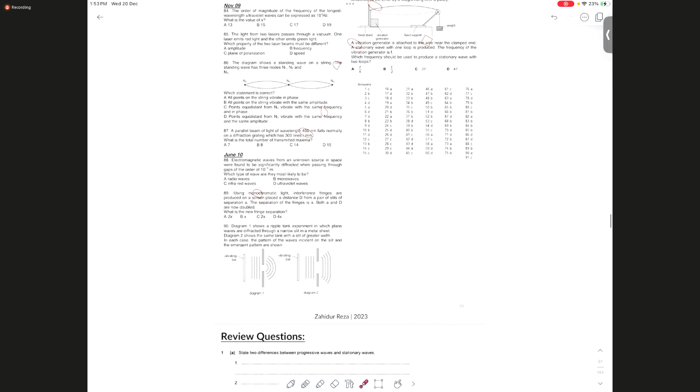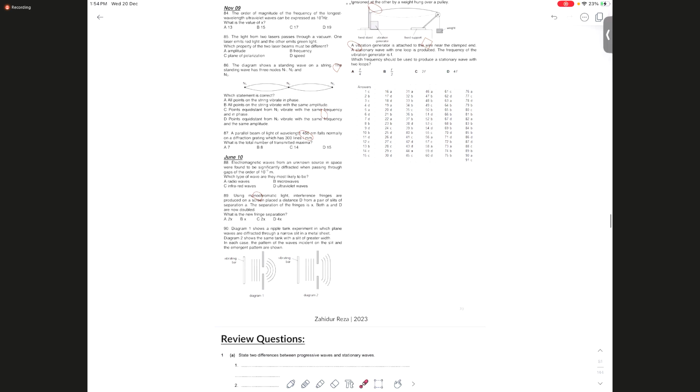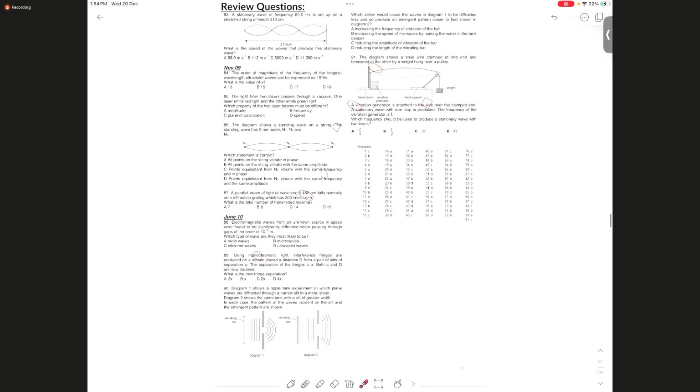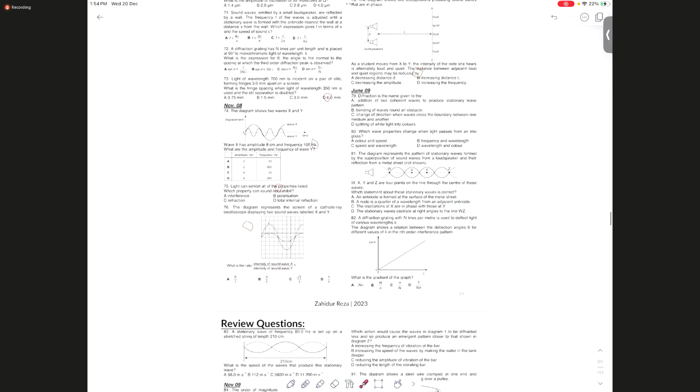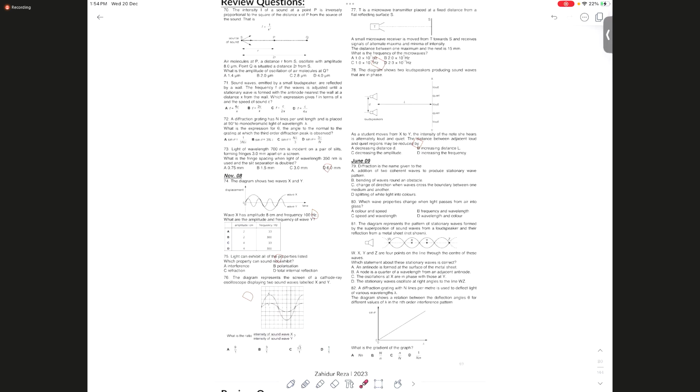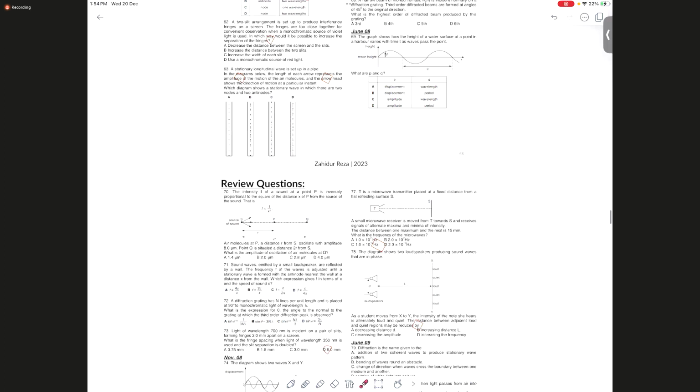From waves and the recent papers combined, it comes to 400. So it's extremely important that you focus on this. And the best way to understand waves is by using MCQs, because it's all concept. Once you understand your MCQs, you'll find your structured paper questions are much easier to solve. So MCQs are very important, okay?